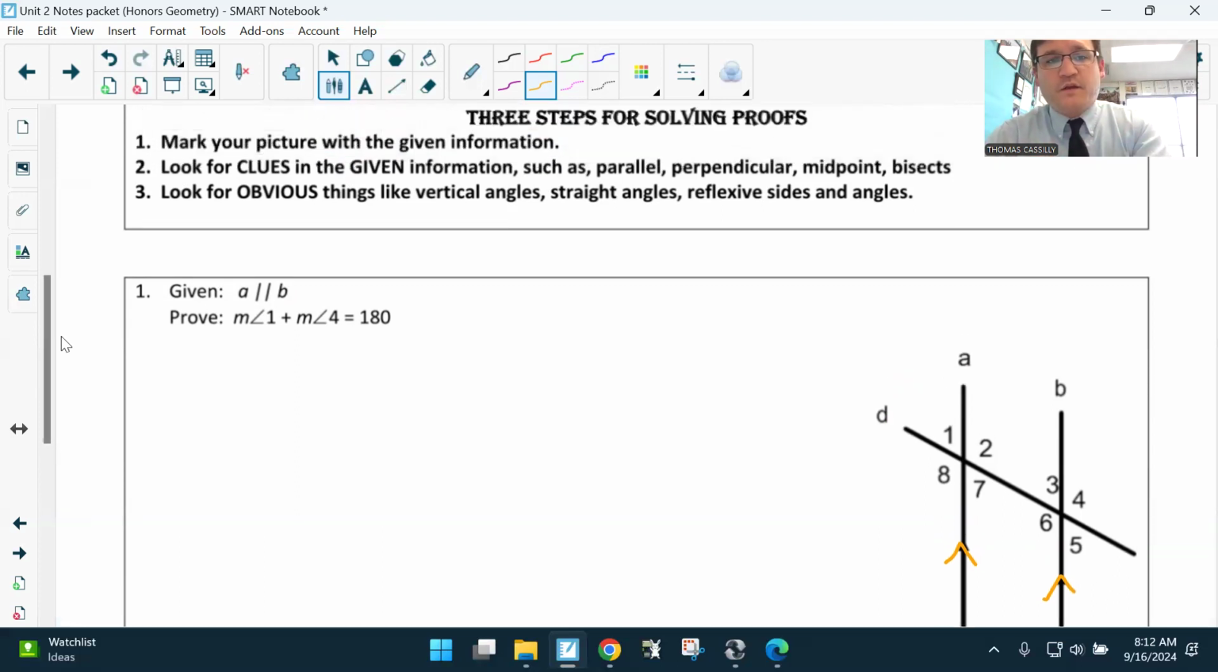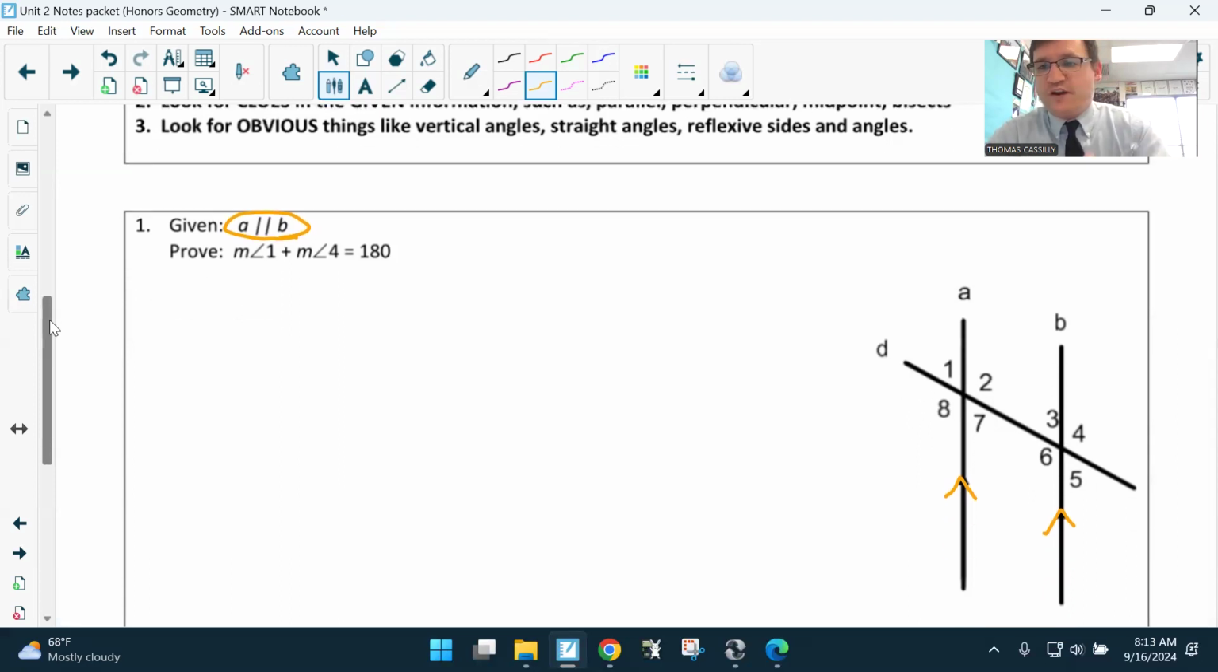Now step 2, look for clues in the given information. So what can we get with parallel lines? What does that tell us? That's going to be things like alternate interior, corresponding. We know all of those things are congruent, so we can use that information. Look for any vertical angles. In this picture, I know angle 1 and angle 7 are vertical angles, so I know that those things are congruent. Just looking at the picture, try to gather some information. What do we know must be true? Vertical angles, corresponding angles 1 and 3. Angle 1 and angle 3 are corresponding angles.